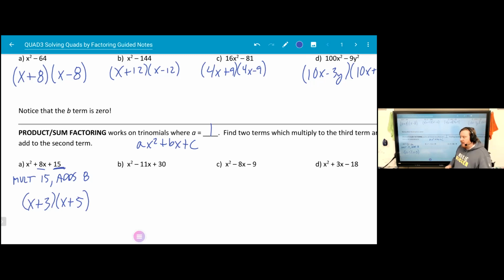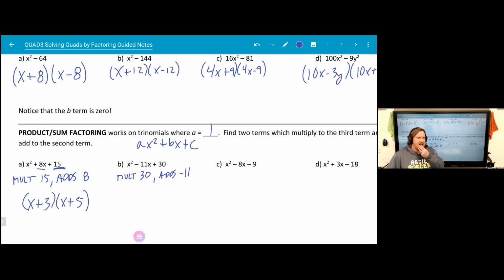Let's do one more example, and I'll have you try a couple on your own here. B says x squared minus 11x, oh, there's something interesting, plus 30. So we need what multiplies to positive 30 but adds to negative 11. That's really interesting. Well, let's kind of reason some stuff out here. If we're adding to a negative number, but multiplying to a positive number, we're adding two numbers together that end up being negative, but when we multiply them, they're positive.